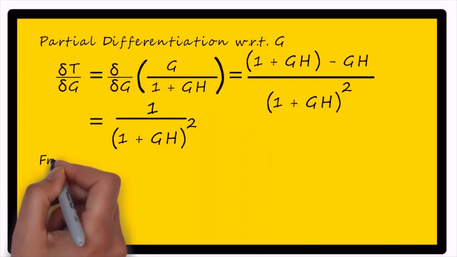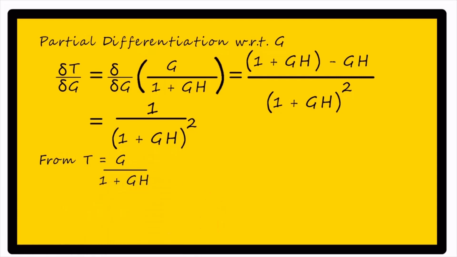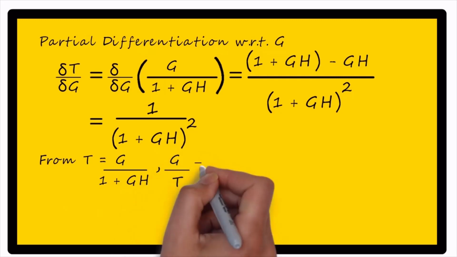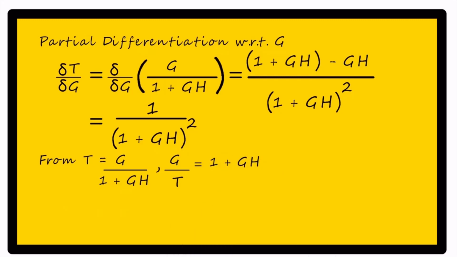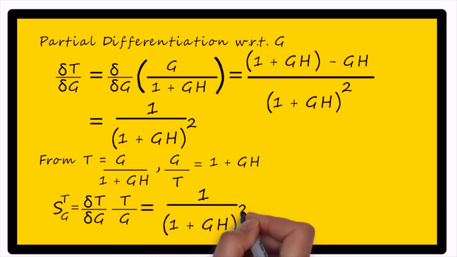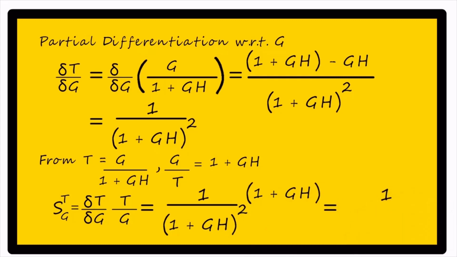We also know that T is equal to G/(1+GH), which is nothing but the transfer function of a negative feedback control system. Hence, G/T is equal to 1+GH. Now, substituting ∂T/∂G and G/T values in the sensitivity equation, we get sensitivity equal to 1/(1+GH)² × (1+GH), which is nothing but 1/(1+GH).